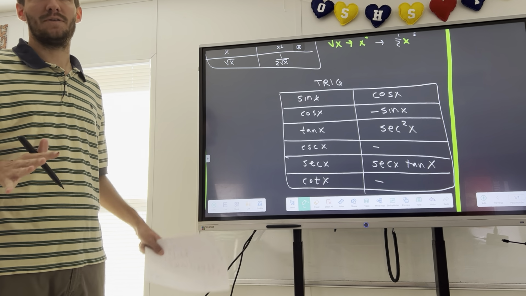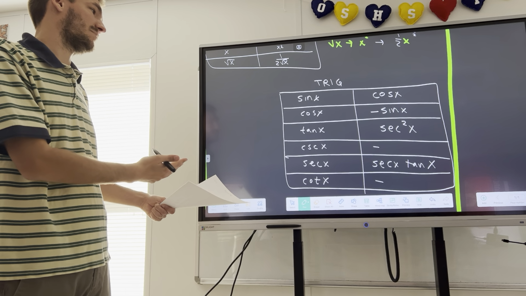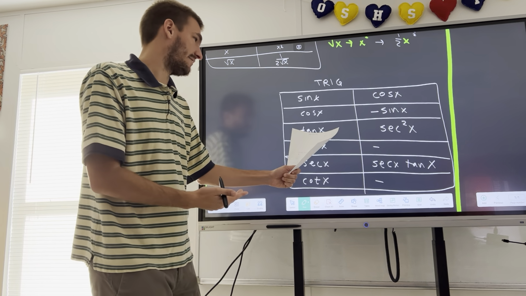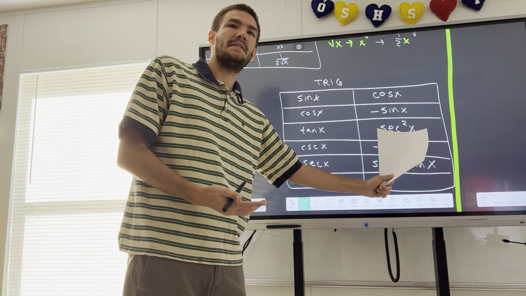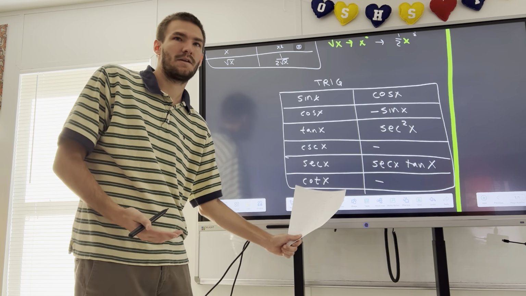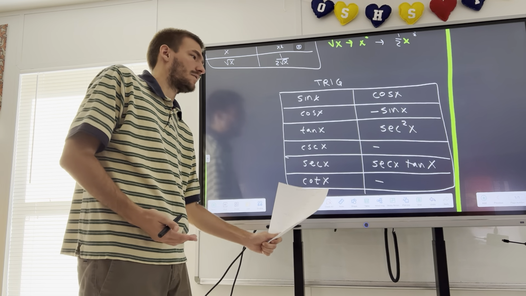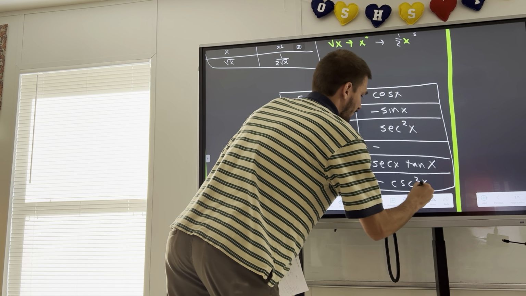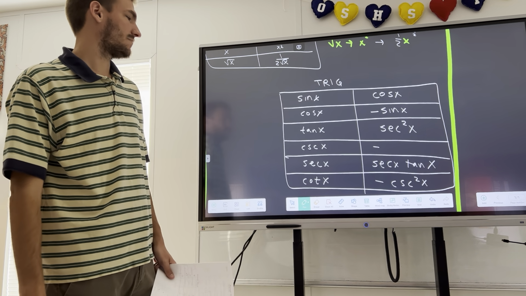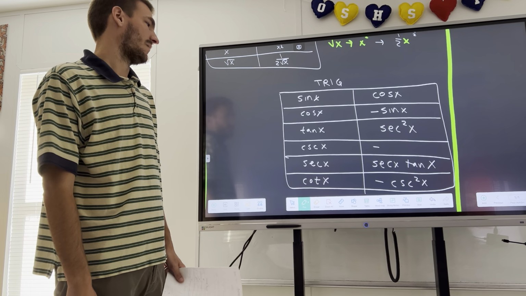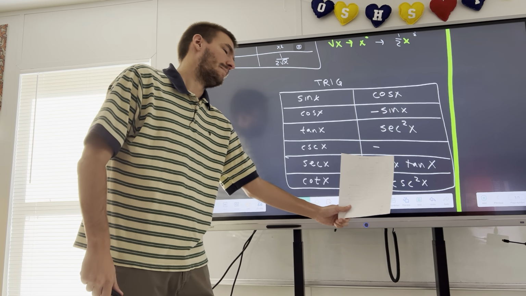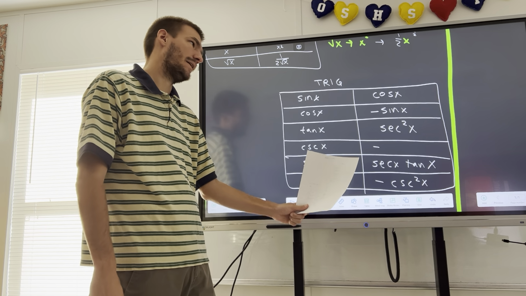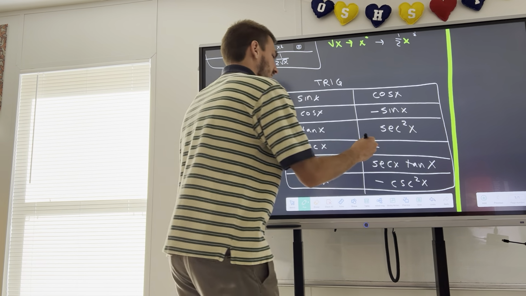At this point, we should be able to fill out the rest of them. So if regular tangent made secant squared, what do you think cotangent is going to make? Cosecant squared. And if regular secant made secant tangent, cosecant is going to make cosecant cotangent. Nice.